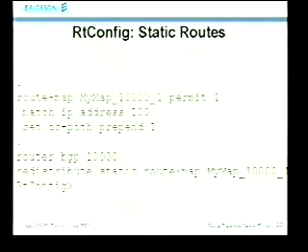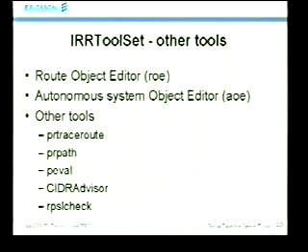Okay, there are other tools within our tool set. The Route Object Editor, ROE, the Autonomous System Object Editor, AOE, PR Traceroute, PR Path, PVAL, Cider Advisor, RPSL check. PR Traceroute is policy and route information. PR Path is a list of paths between AS and the destination. PVAL is a low-level policy routing tool. You could write router configuration tools based on that. Cider Advisor suggests Cider aggregates that do not violate policy constraints, and RPSL check is a syntax checker.